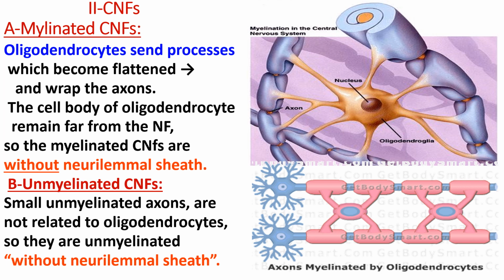In the central nervous system, we have also unmyelinated nerve fibers. These unmyelinated nerve fibers are not related to oligodendrocytes, because oligodendrocytes do not send processes to them. So the unmyelinated fibers in the central nervous system are without neurilemmal sheath.